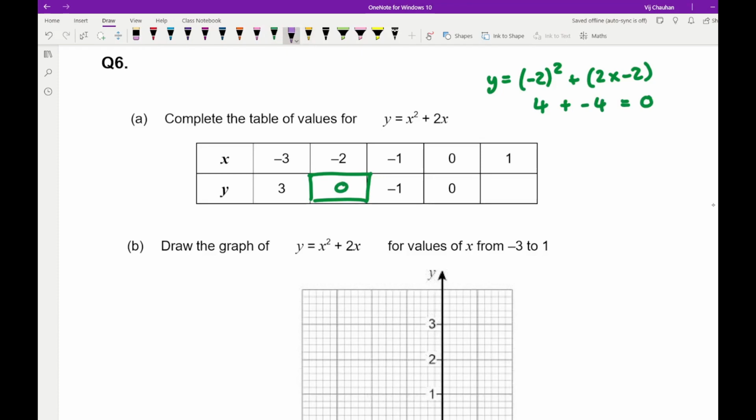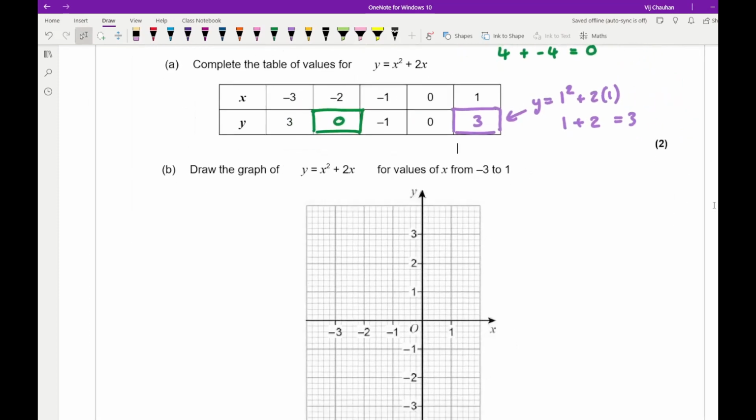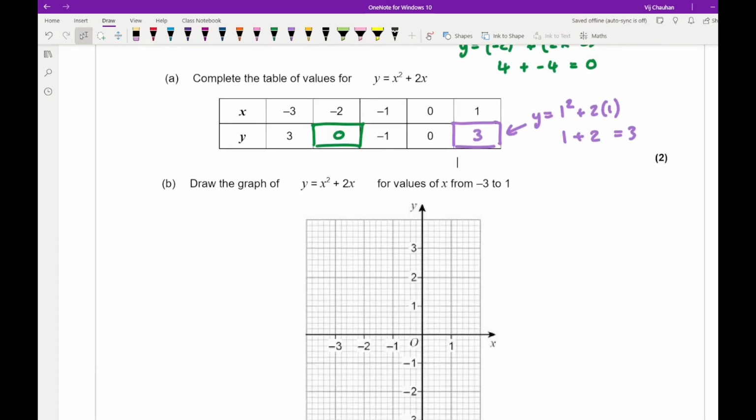Then for the next value here, I'm substituting 1, so y equals 1 squared plus 2 lots of 1, so that equals 1 plus 2, which equals 3. And then all I need to do now is plot this on the graph. So if I just zoom out so I can see my table of values and the graph. Looking at this, at -3 it's at +3, so that's going to be there. At -2 it's 0. At -1 it's -1, which is there. At 0 it's the origin, and at 1 it's at 3.